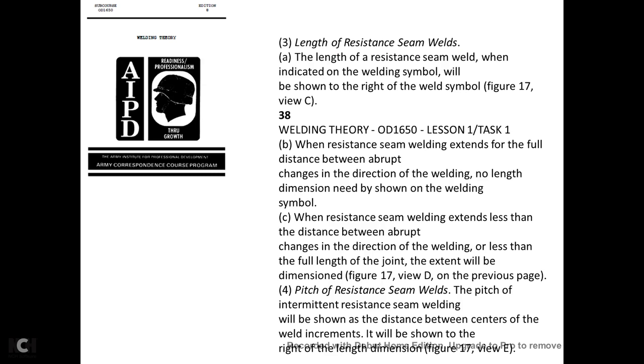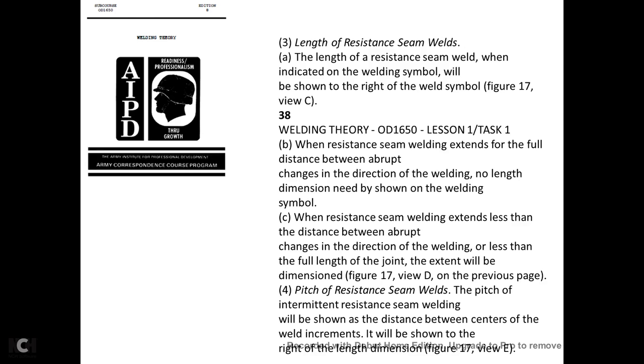3. The length of the resistance seam weld. A. The length of the resistance seam weld, when indicated with the welding symbol, will be shown to the right of the welding symbol. B. When the resistance seam weld extends for the full distance between abrupt changes of direction of the welding, no length dimension needs to be shown on the welding symbol. C. When the resistance seam weld extends less than the distance between abrupt changes of direction of the welding, less than the full length of the joint, this extent will be dimensioned.